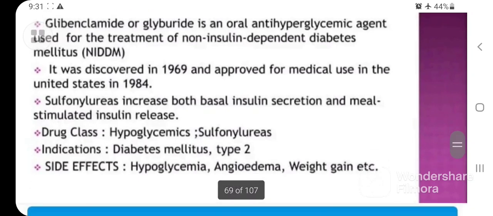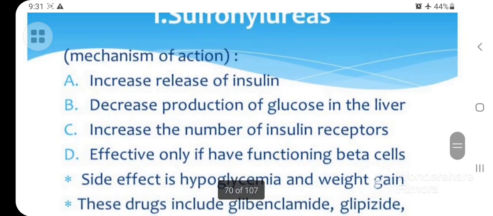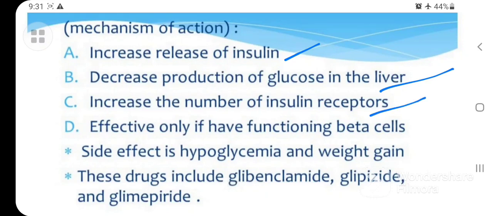Then drug class, hypoglycemic, sulfonylureas, used in type 2 diabetes mellitus. Actually we are giving indications, uses, and side effects: hypoglycemia, angioedema, weight gain. These are the common side effects. Sulfonylureas, mechanism of action: they will increase the release of insulin, decrease the production of glucose in the liver, and increase the number of insulin receptors. For any oral hypoglycemic agent, if they ask the pharmacology, the mechanism of action is 90% the same.